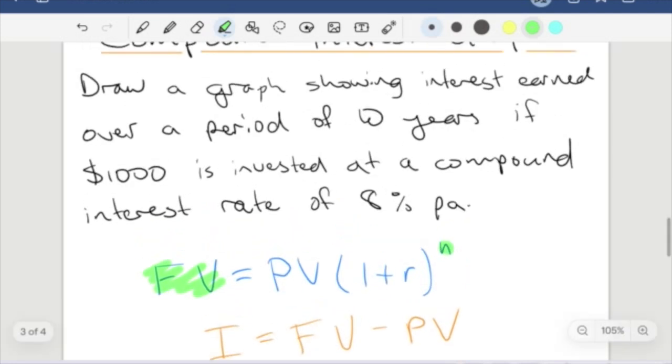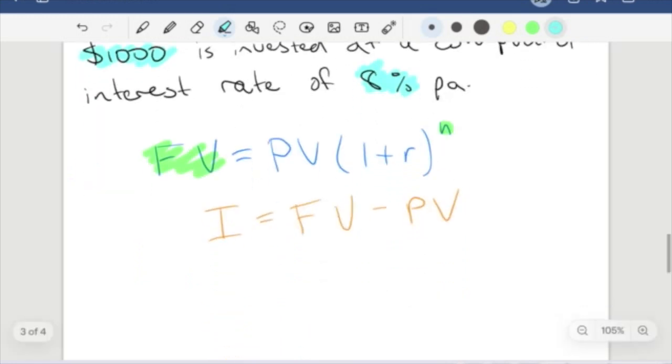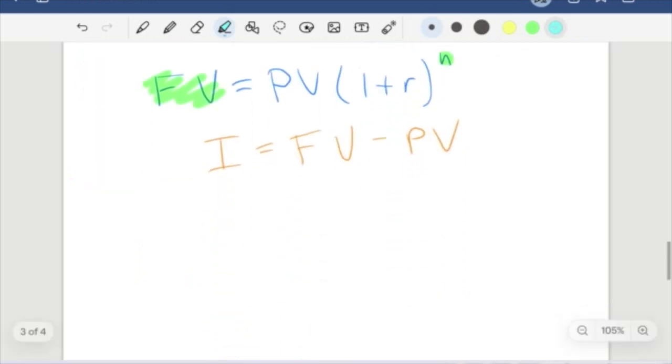So first of all, we want to look at our question, and it's asking us to draw a graph showing the interest earned over a period of 10 years if $1,000, this is our principal, is invested at a compound interest rate of 8% per annum. So what we're going to do to build up to this, we're going to use both of these formulas.